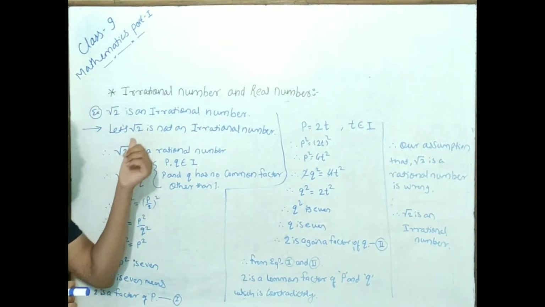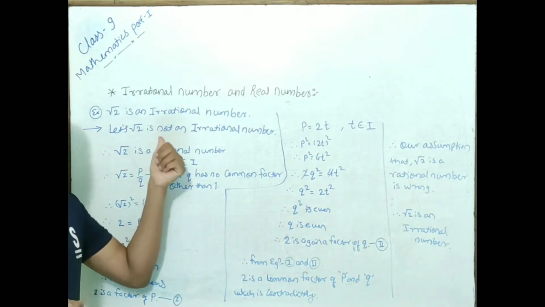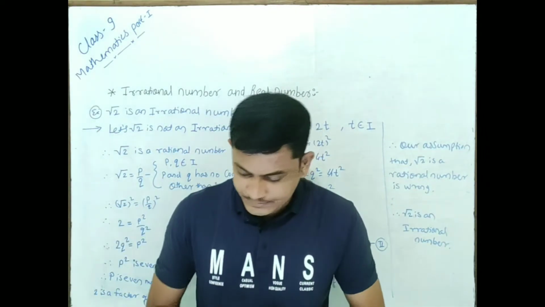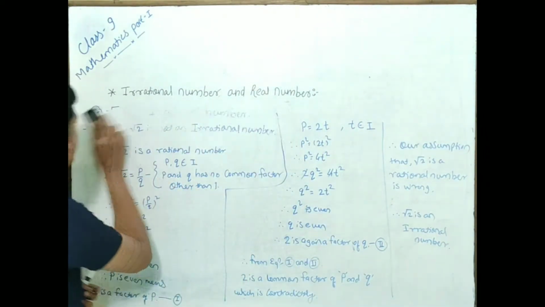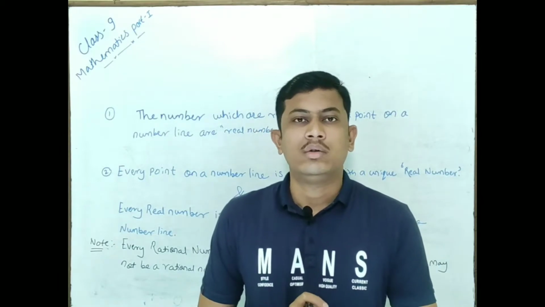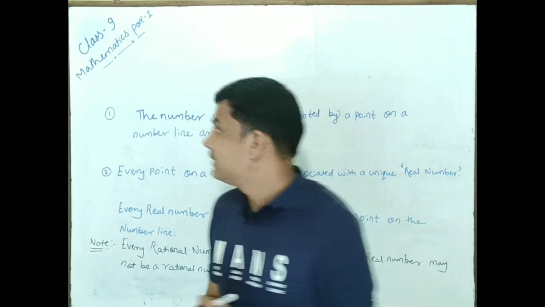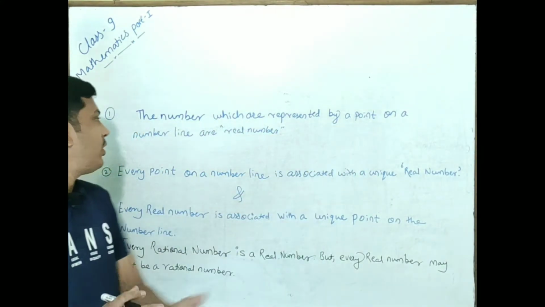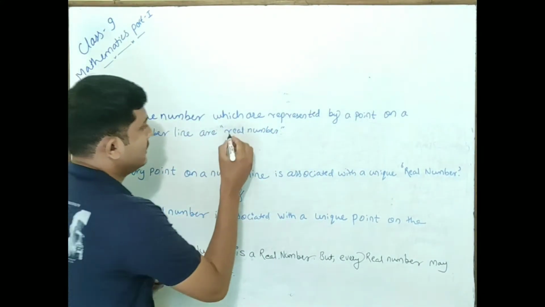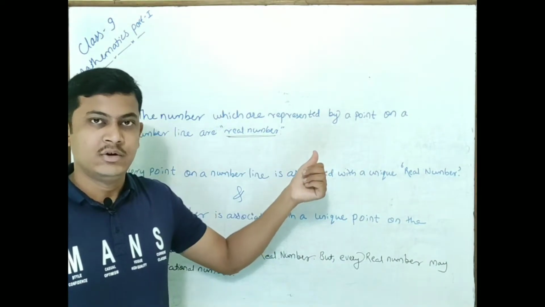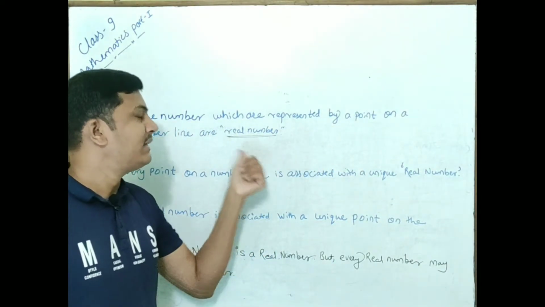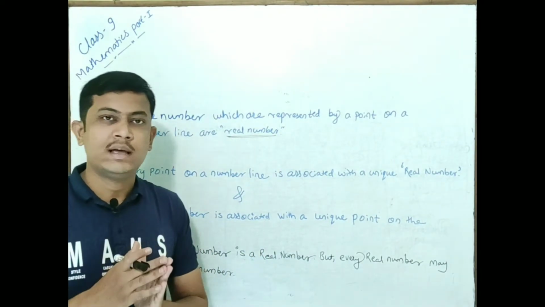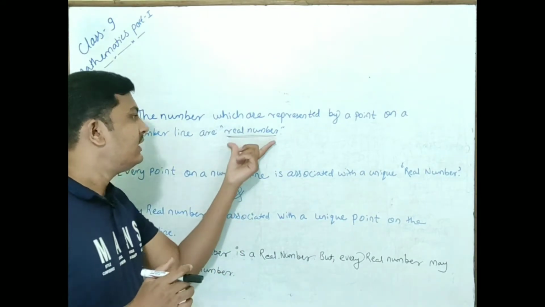In the same way, we can prove it for root 3, root 5, root 7 and so on. Now next we have to see the important points on the topic of irrational numbers. First of all, the numbers which are represented by a point on a number line are called real numbers. The representation of the point on the number line we can define as a real number. Again, a combination of rational and irrational numbers forms a real number.